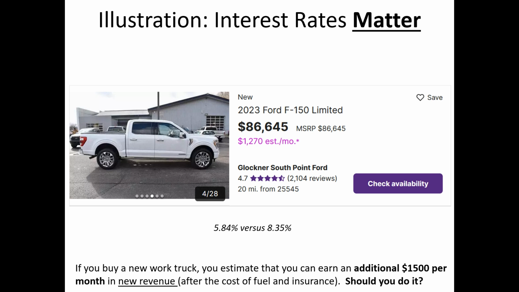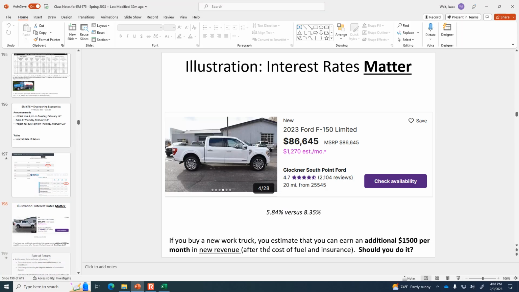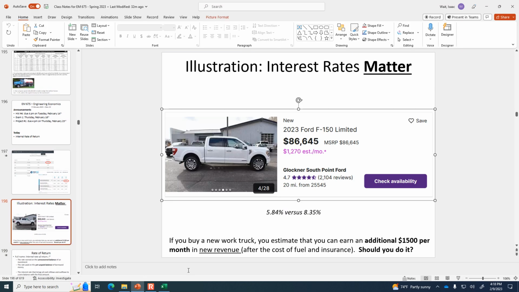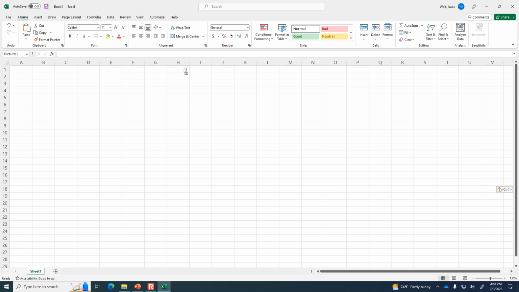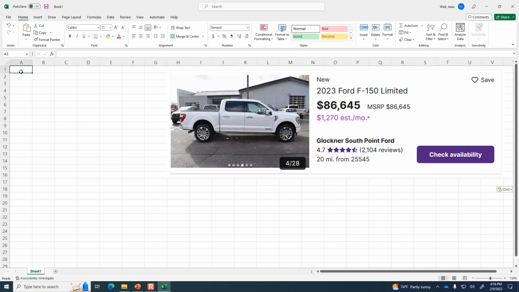So should we do it? Should we buy this truck? Because is it going to pay for itself, depending on whether we get the loan from PenFed or if we get the loan from Huntington? So let me copy this so we can admire this beautiful vehicle that we're about to spend $86,000 for. And by the way, that's just the sticker price.